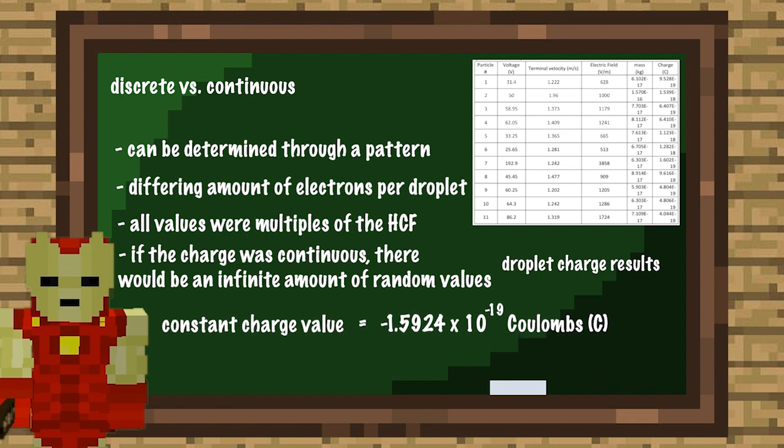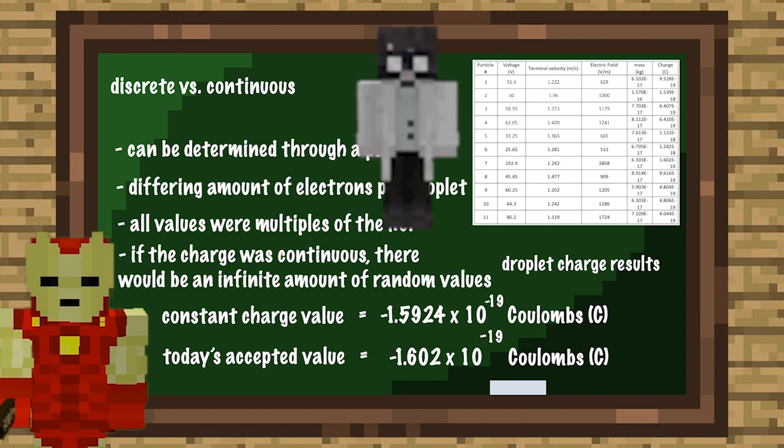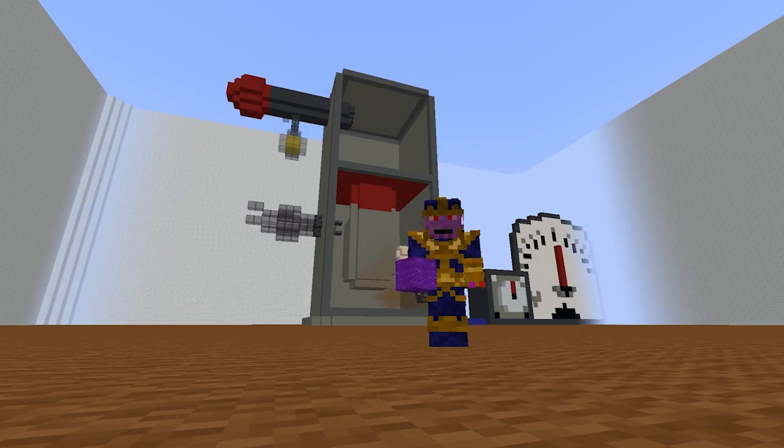However, this value was later determined to be slightly lower than the current accepted value of negative 1.602 times 10 to the power of negative 19 coulombs. Hey, it was within 1%. Not good enough.